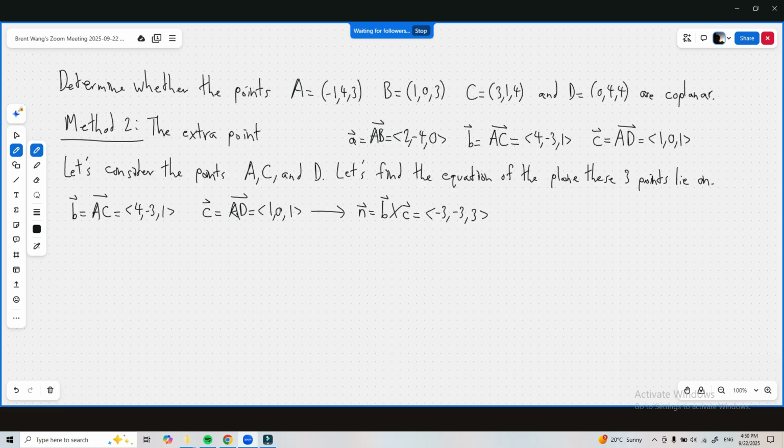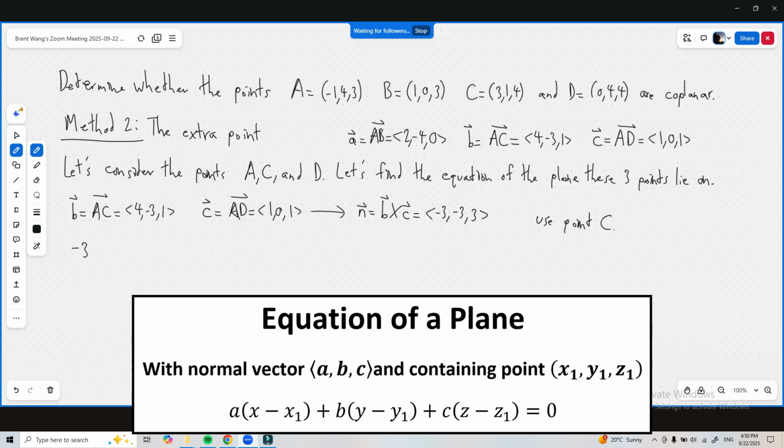Okay, so now we have that, and we can use any single point on the plane to find the scalar equation. Let's use point C to find the equation. So it's -3 times (x minus 1), minus 3 times (y minus 0), plus 3 times (z minus 1). This is the scalar equation of the plane using point C, and it is equal to 0.